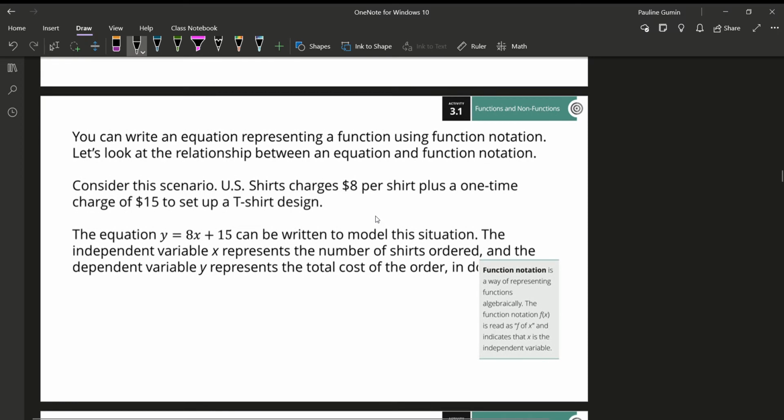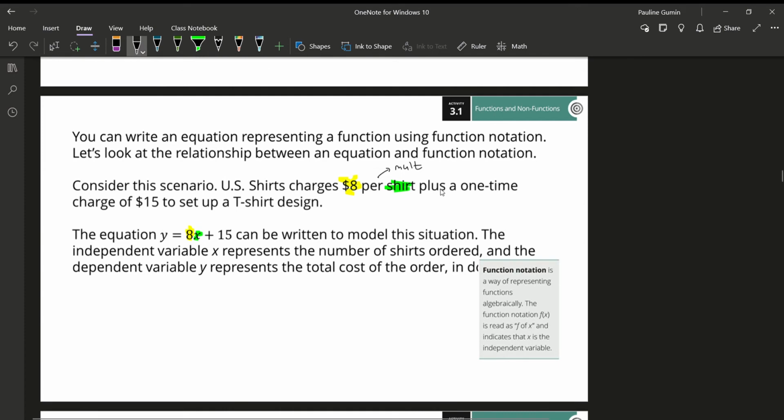Next, let's take a look at how we would write equations to represent functions. Now, we have the scenario, a T-shirt company charging $8 per shirt, plus a one-time charge of $15 to set up the shirt design. This is how we build the problem. First, we have $8 right here. That goes here. The word per means multiplication. Let's see if I can write it all tiny. Multiplication, per shirt. Now, I don't know how many shirts I would like to buy, so I'm going to call it X because it's an unknown number.